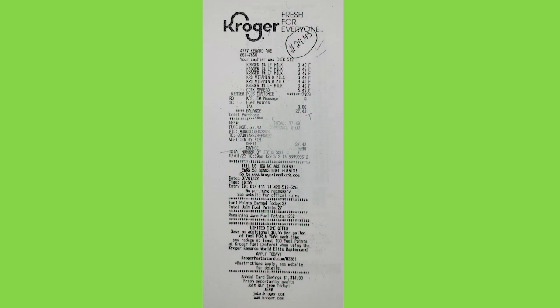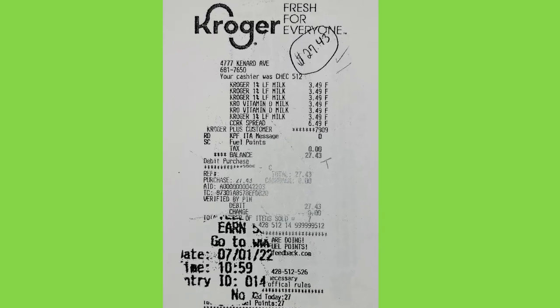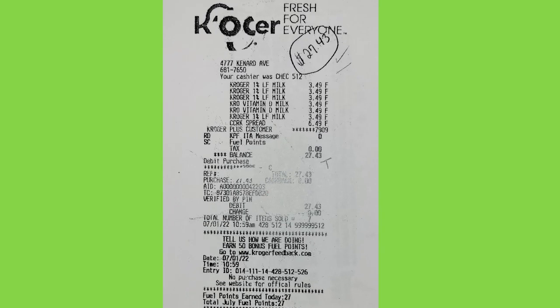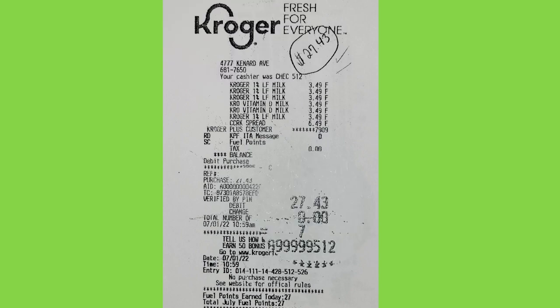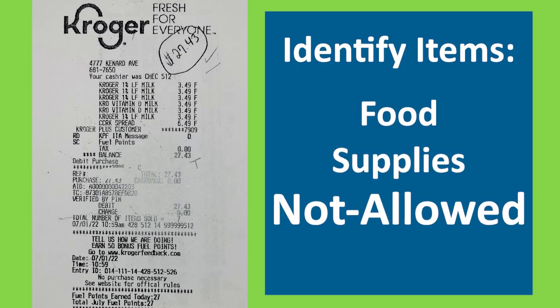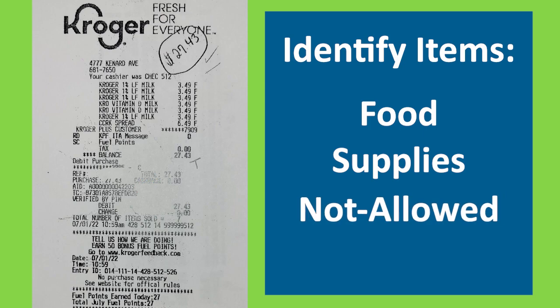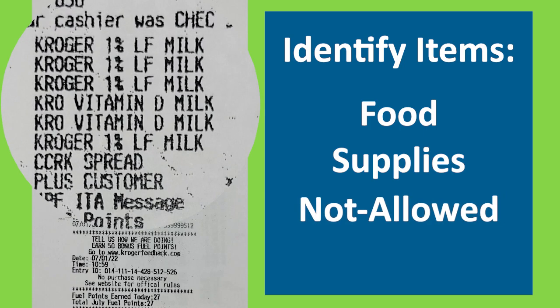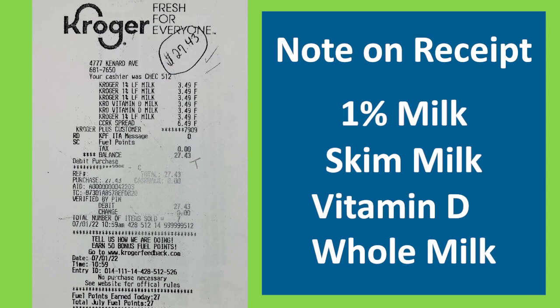Let's look at a Kroger receipt. In this example receipt, we note the date of July 1st, the vendor is Kroger, and the receipt total is $27.43. Next, identify each item as either food, supplies, or not allowed. On this receipt, $27.43, all the items just happen to be food, with 0 for supplies and 0 not allowed. Additionally, we note if milk is purchased. In this case, 2 gallons of vitamin D whole milk and 4 gallons of 1% skim were purchased.